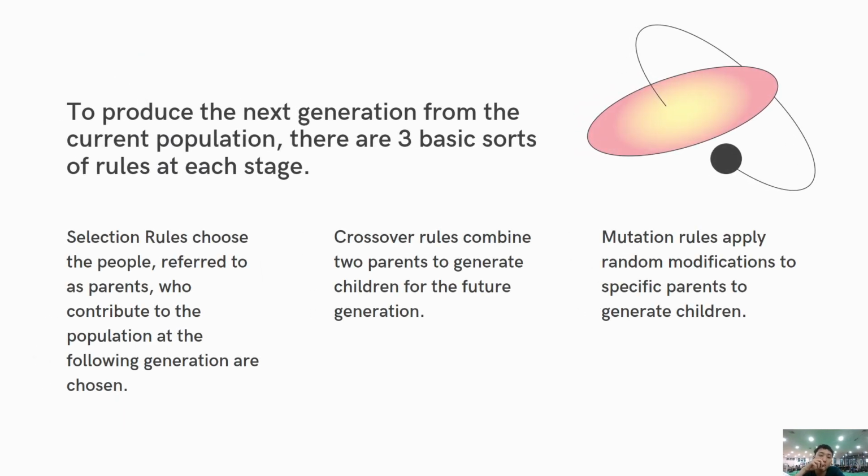And next is to produce the next generation from the current population. There are two basic sorts of rules at each stage. The first one is selection rules: choose the individuals, referred to as parents, who contribute to the population of the following generation. The second one is crossover rules, which combine two parents to generate children for the future generation. The third one is mutation rules, which apply random modification to specific parents to generate children.